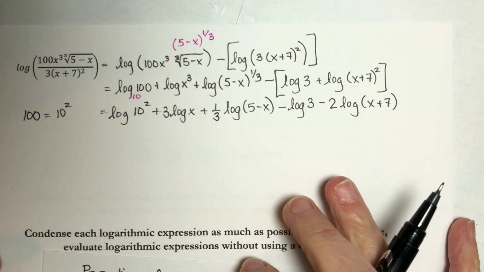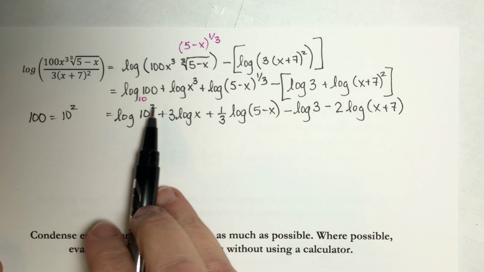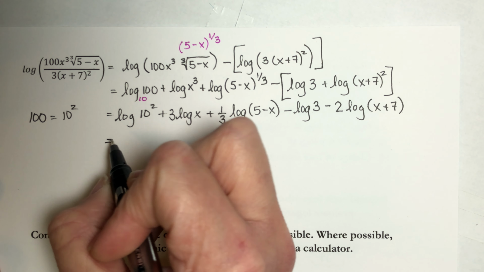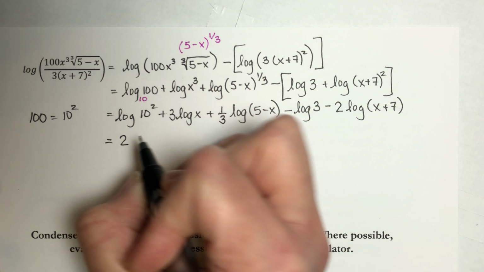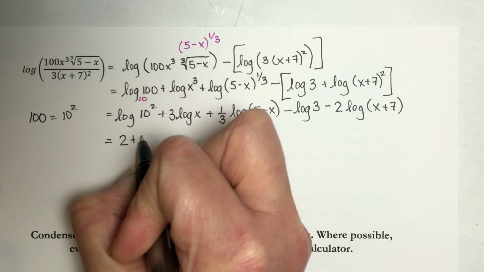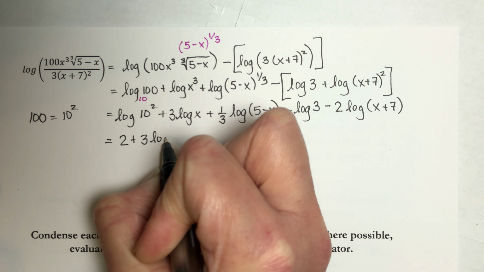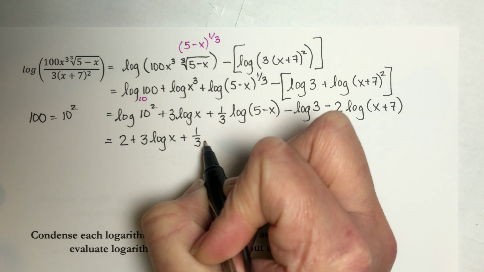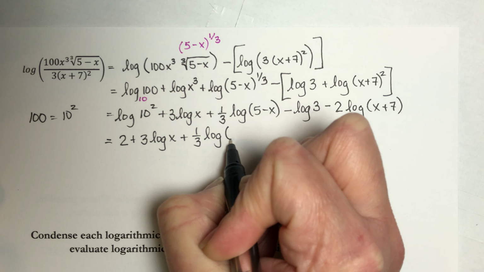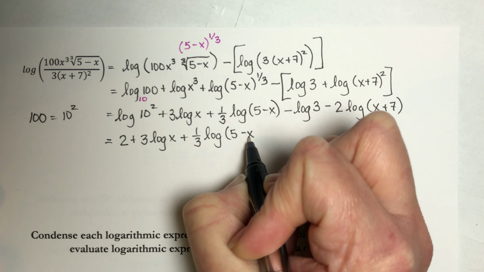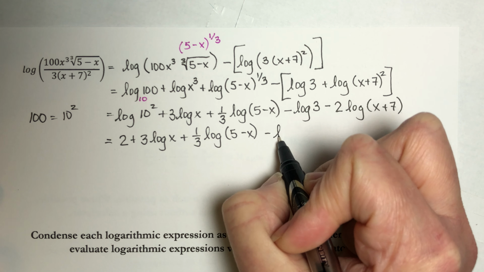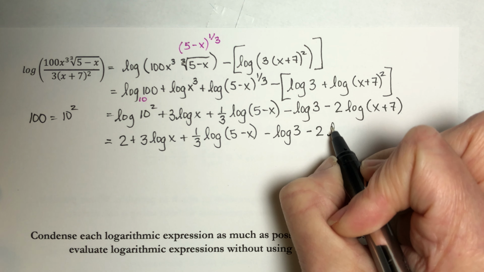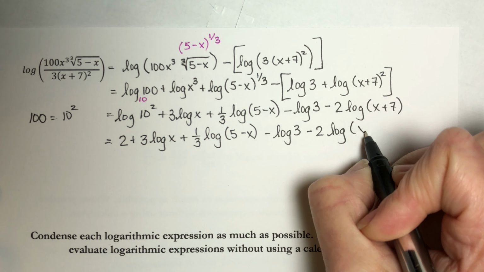Okay, I am almost done. This log base 10 of 10 squared, that is simply a 2. So I have 2 plus 3 log x plus 1/3 log of 5 minus x minus log of 3 minus 2 log of x plus 7.